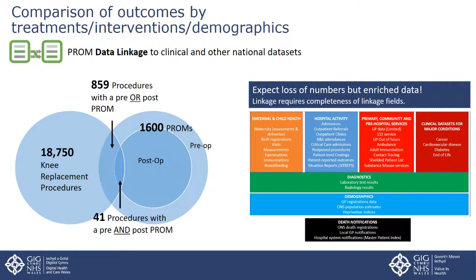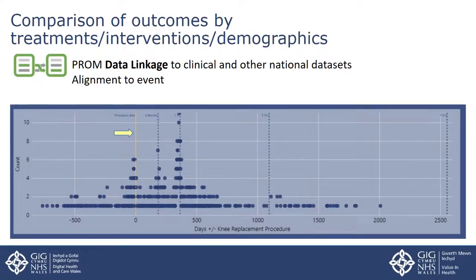Next slide, please. This is a visual from phase 2 of the National Knee Arthroplasty Dashboard, which is due for release later this year. It shows PROMs completed for knee replacement patients around the procedure date, which is shown on the chart by the yellow line. The blue dotted lines represent 6 months, 1 year and 3 years post-procedure. The x-axis represents days plus or minus the procedure date, with the procedure date being day 0.